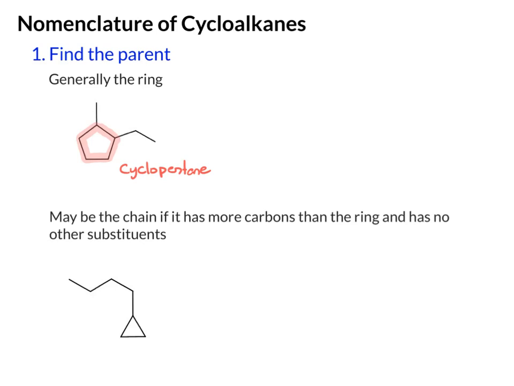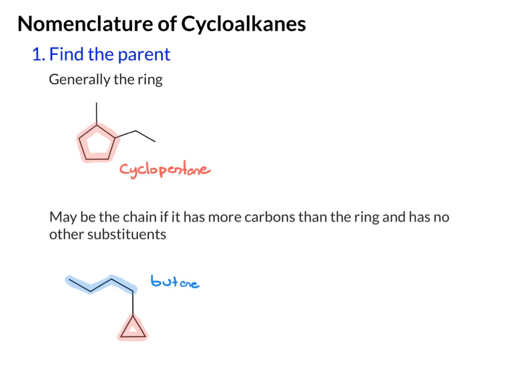So in this case, if we look, we have a ring that has 3 carbons. We have a chain that has 4 carbons. So the chain has more carbons. Also, the ring doesn't have anything else attached to further complicate it. So in this scenario, the chain is the parent. And then we just revert to our nomenclature rules we learned with alkanes.